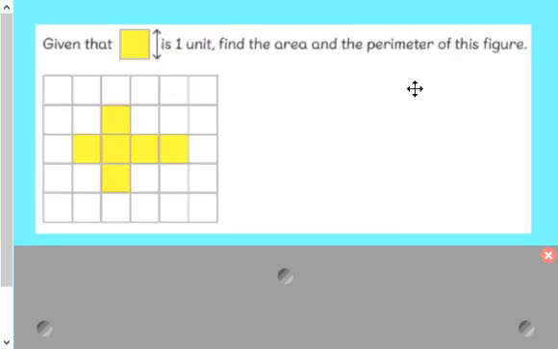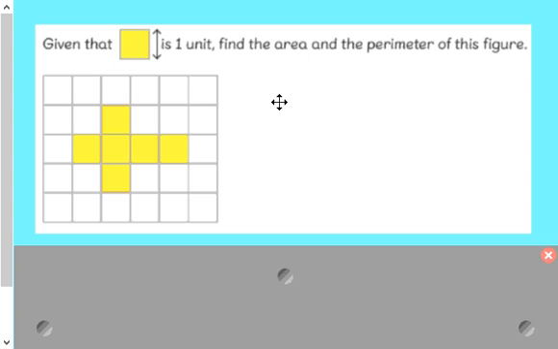Okay, now it's your turn. If we are assuming that these are called square units, could you find for me the area and the perimeter of this shape or this figure? Press pause while you're working and press play when you're ready to hear me talk about it.